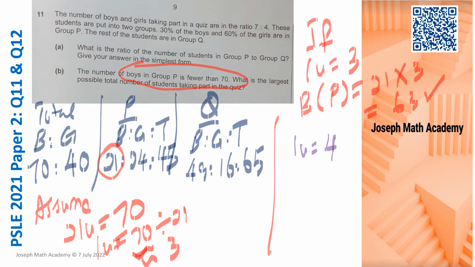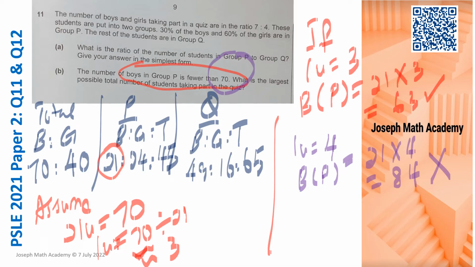If we round up the ratio, the decimal, then the boys in group P would be 21 times 4. That gives us 84, and it doesn't make sense because it has to be fewer than 70. So it's only 63. Okay, that means there are 63 boys in group P.